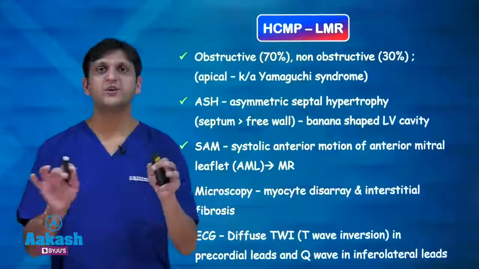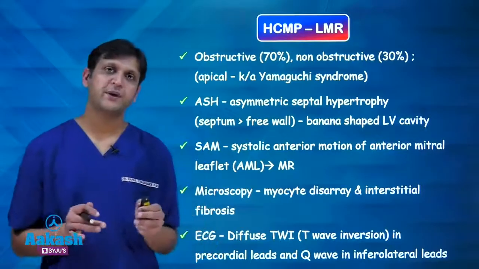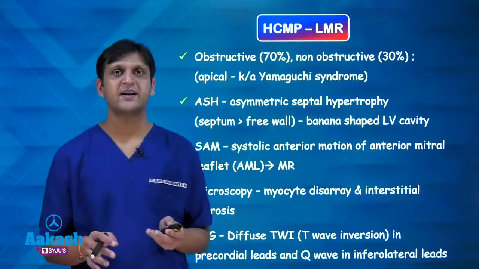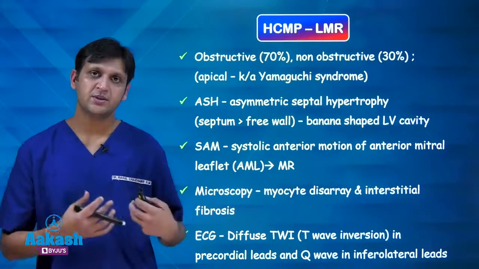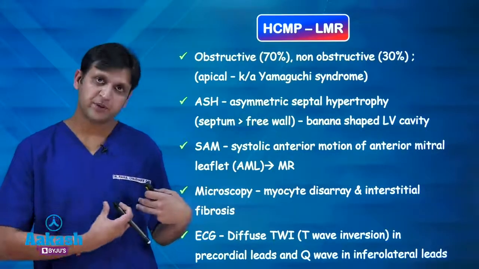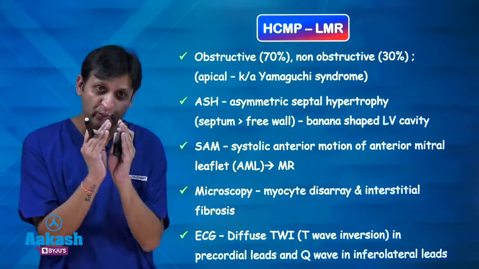Okay, so I'll just give you the high yield points of hypertrophic cardiomyopathy. Hypertrophic cardiomyopathy is a condition characterized by thickening of the left ventricular myocardium, right? So the interventricular septum, the lateral wall, everything thickens. The left ventricular cavity narrows, right?